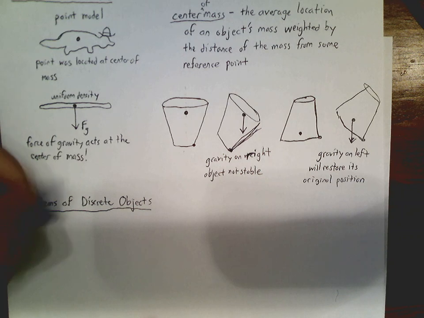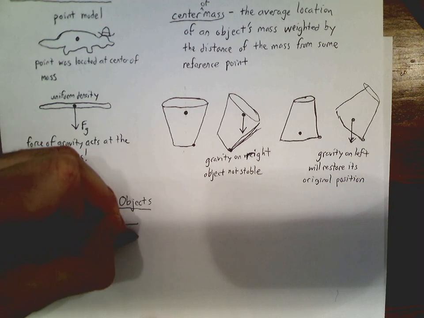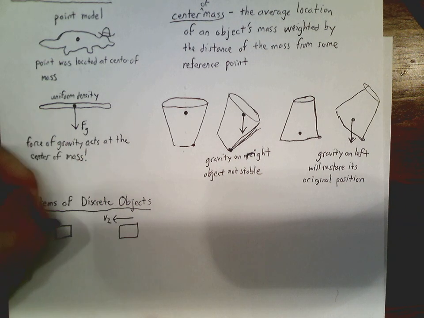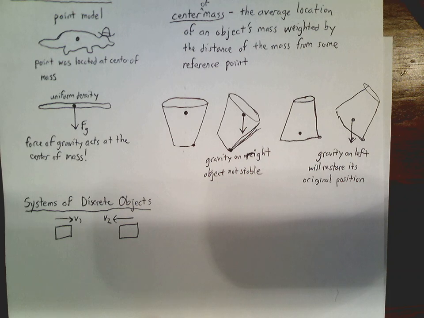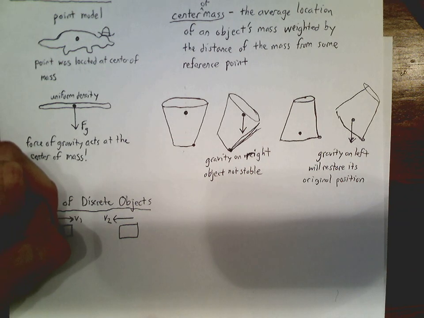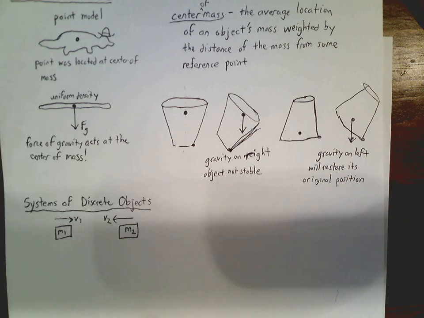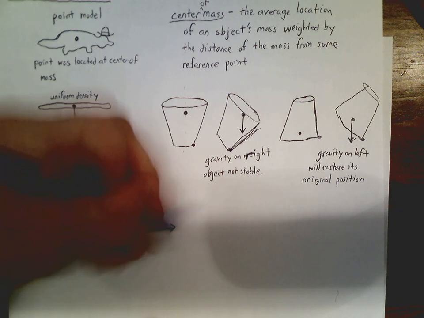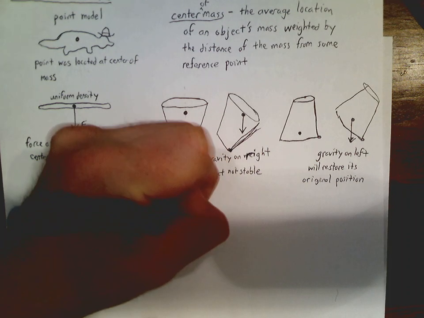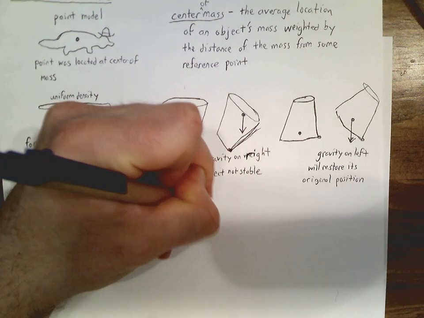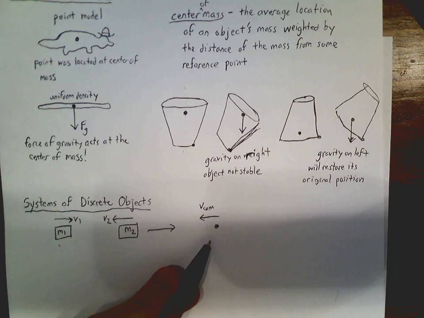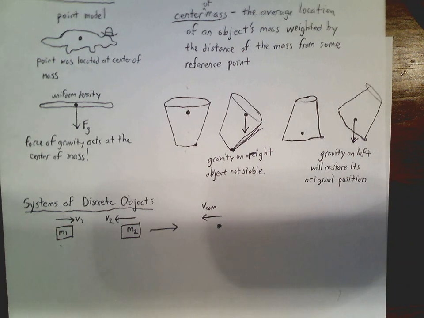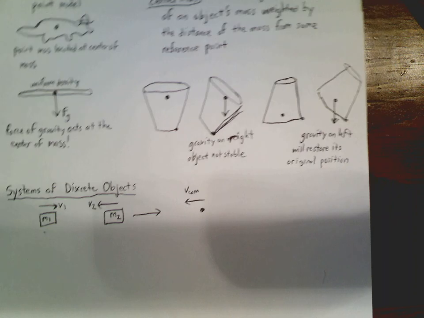If I have something like a collision of two cars, these are moving at different velocities, v2, v1. This has mass 1. This has a different mass 2. Instead of thinking about two objects moving, I can think about it as a single object located at that center of mass. And we have a velocity of the center of mass, and that coordinate at the center of mass might be changing in time, but I'm only tracking one object instead of two, which is nice sometimes.